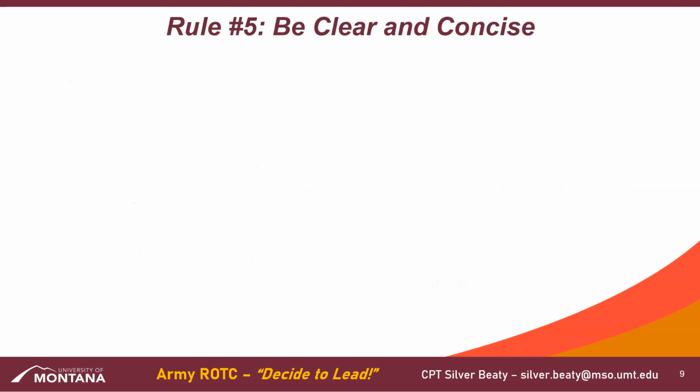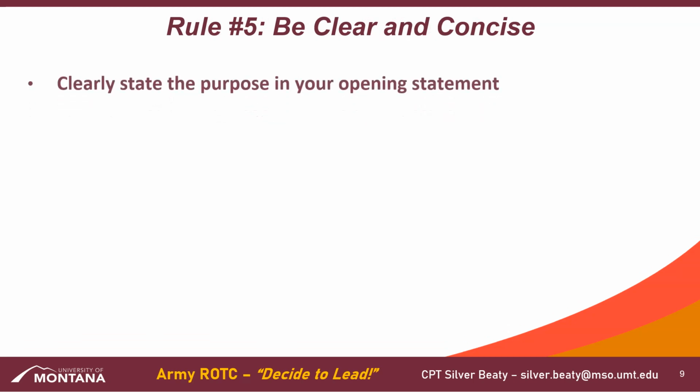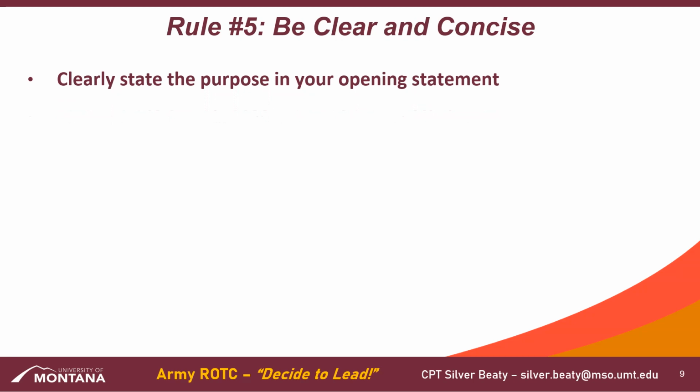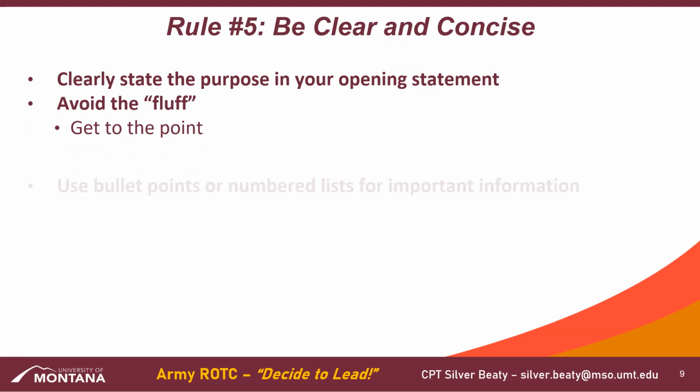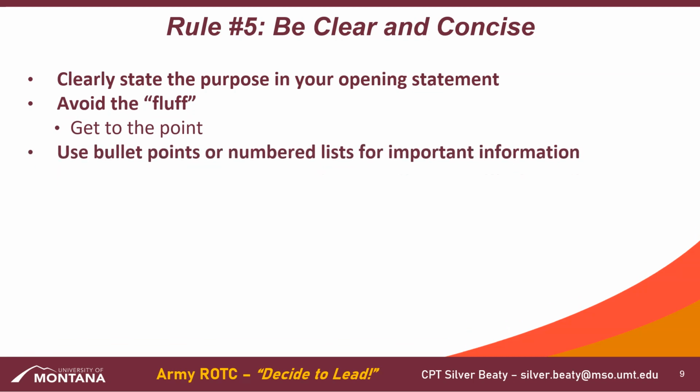Rule number 5, be clear and concise. This is pretty self-explanatory. We want to clearly state the purpose in our opening statement, right? Avoid that fluff, get to the point. Even use bullet points or numbered lists for important information. This is easier for your reader, your receiver, to actually see what you're trying to get across. So I highly recommend bullet points.